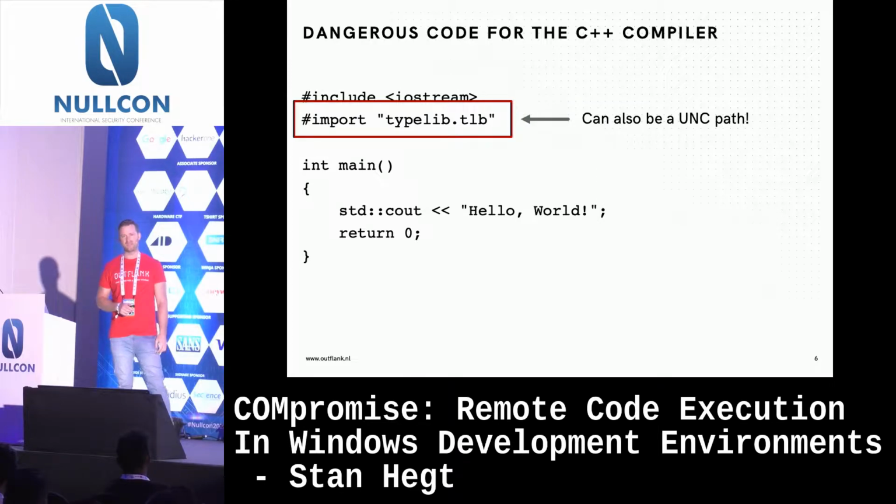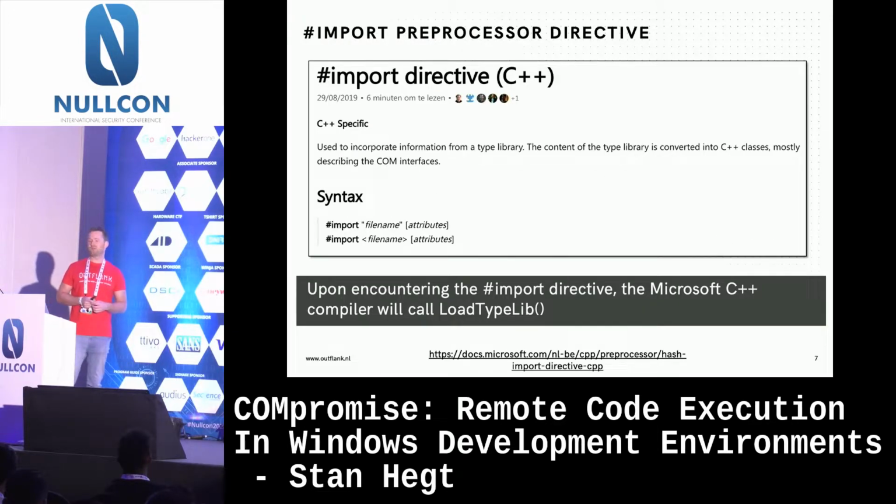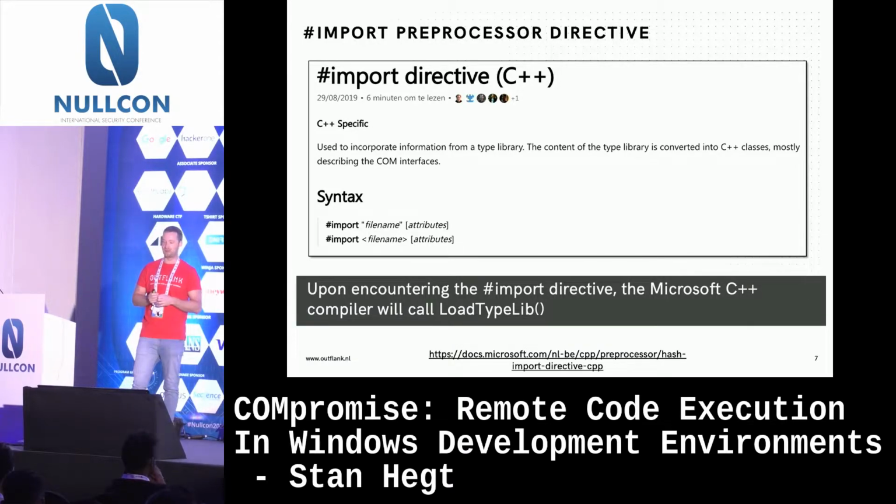So what is this import preprocessor directive that I've used here? Let's go and have a look at the documentation. This is what the Microsoft documentation says on the import directive. It says it is used to incorporate information from a type library. And this type library is then converted into C++ classes describing COM interfaces.